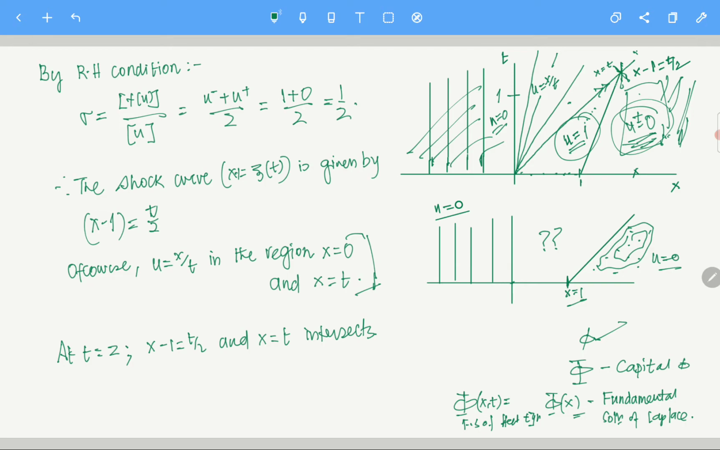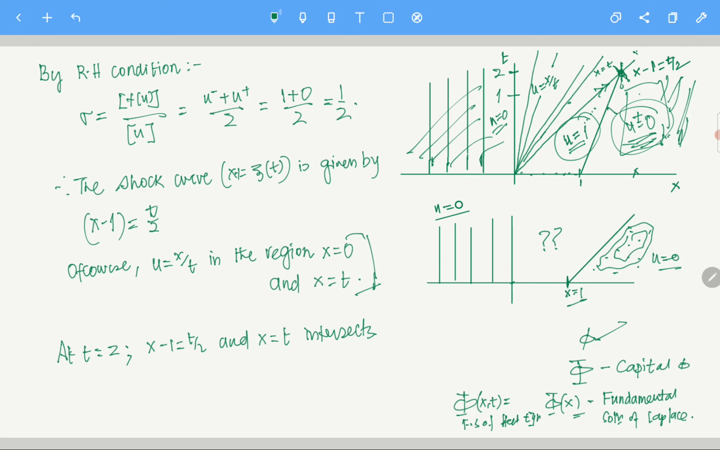But what is happening here is this. See, if you move forward to this point, let's say this is t equals 2, x minus 1 equals t by 2 and x equals t. These two again intersect. When they intersect, what is happening is this: there is another rarefaction wave. So basically this is the rarefaction wave, right? Here these waves are rarefaction waves. These rarefaction waves actually hit the shock wave. This is the shock wave, right?